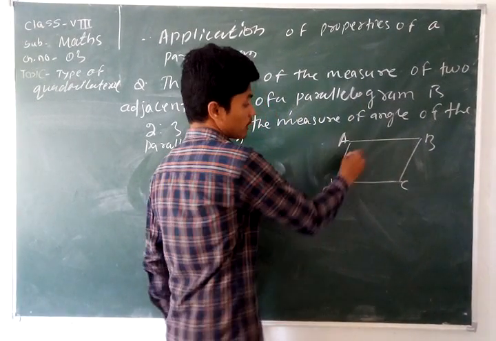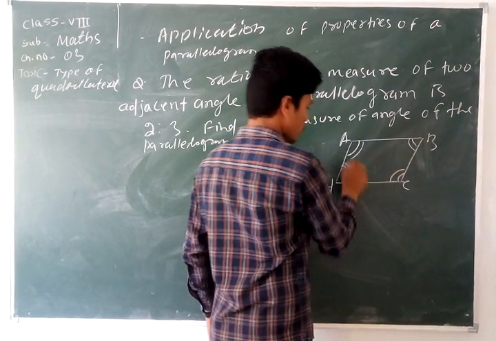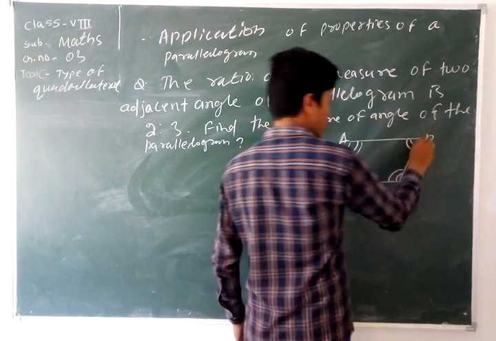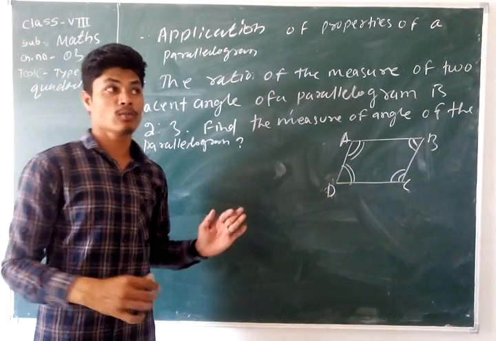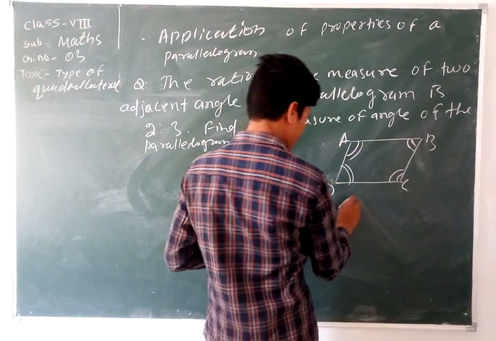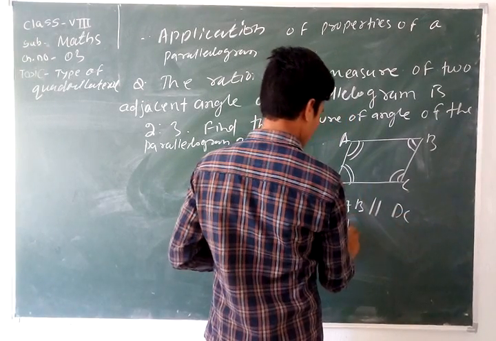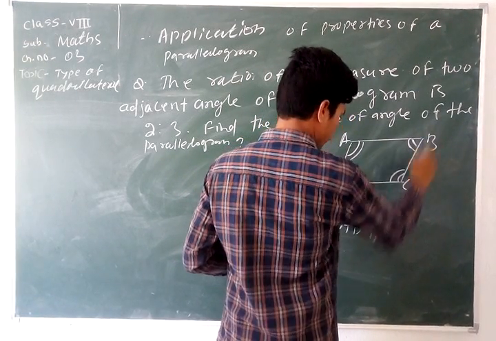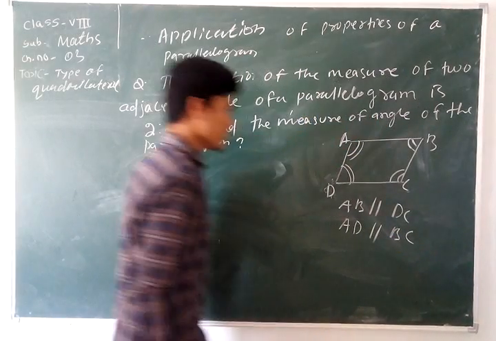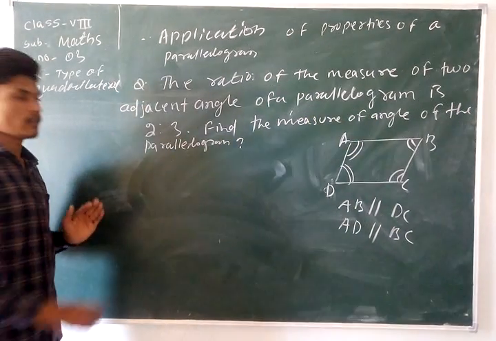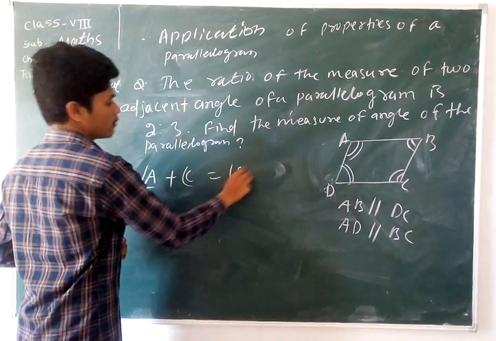We know that in a parallelogram, adjacent angles add up to 180 degrees. Here AB is parallel to DC, and AD is parallel to BC. Then angle A plus angle C equal to 180 degrees.